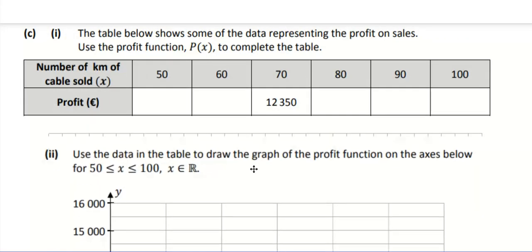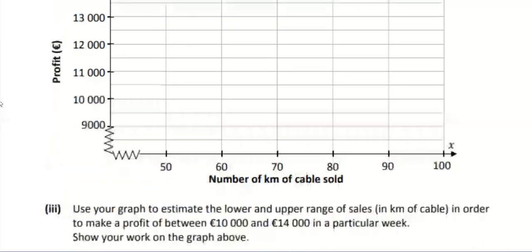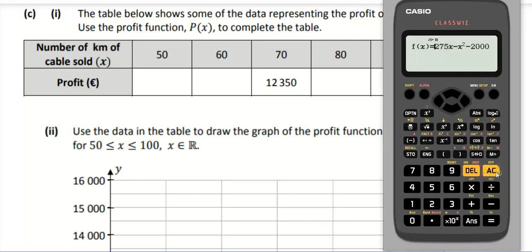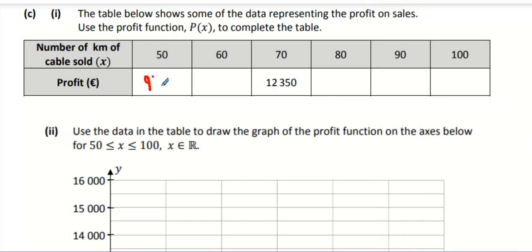I need my table function anyway, and I have to go from 50 up to 100, and we're going to fill in the numbers now, okay? So you get your table function, you enter in the formula, you start at 50, go up to 100, and you go in steps of 10. And lo and behold, we have these numbers here. So what's it? 9,250, 10,900.